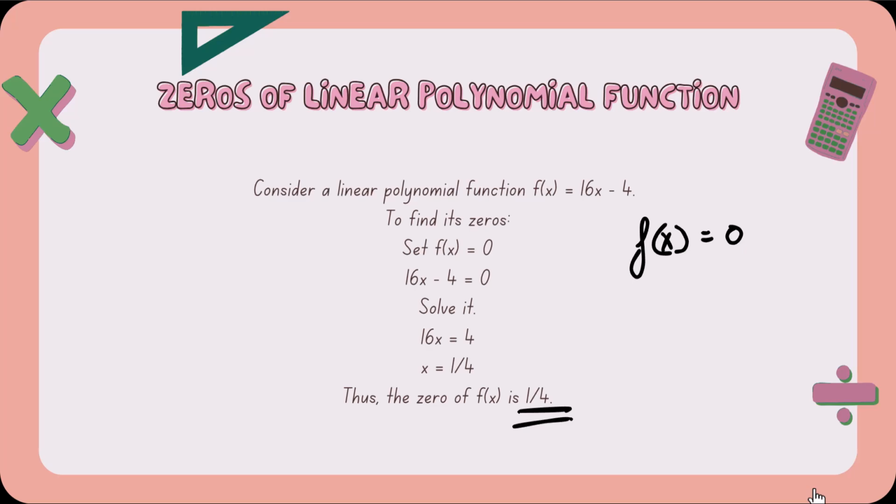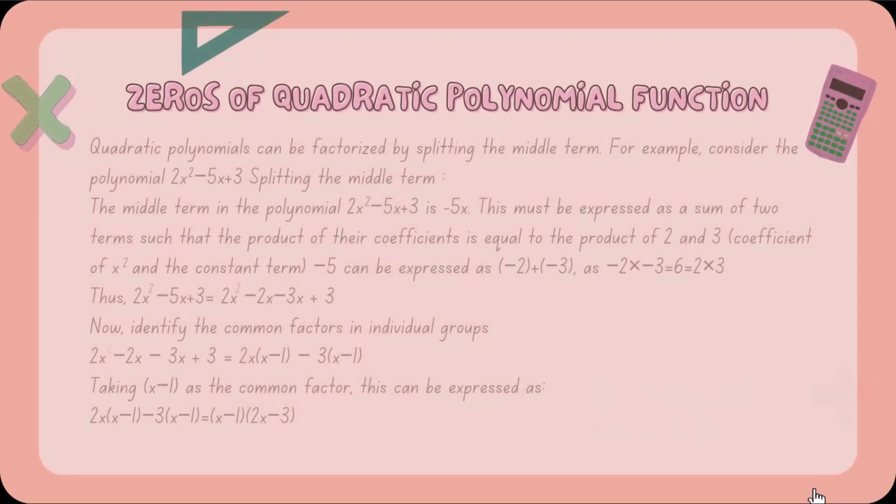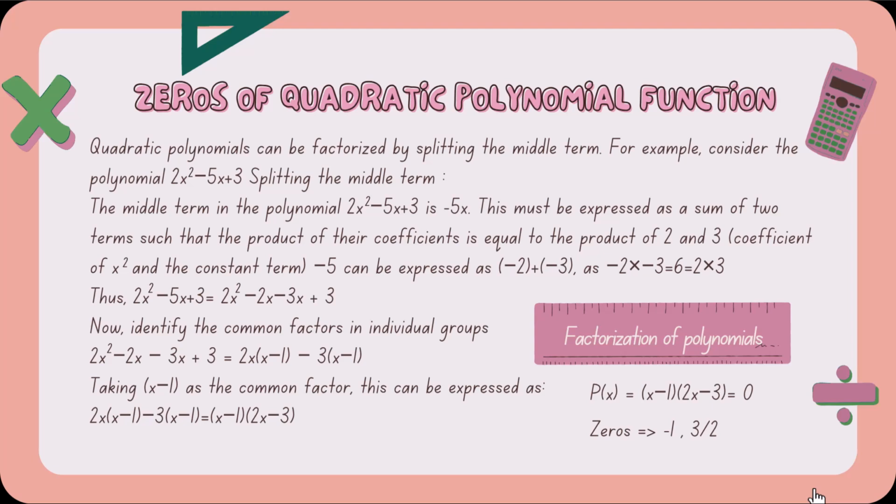Okay. Now what about zeros of a quadratic polynomial function? There are multiple ways. We have already learned about splitting the middle term to find the factors, and we're going to do that method. There is also a quadratic formula. There are a lot of methods, but let's understand factorization of polynomials using splitting the middle term.